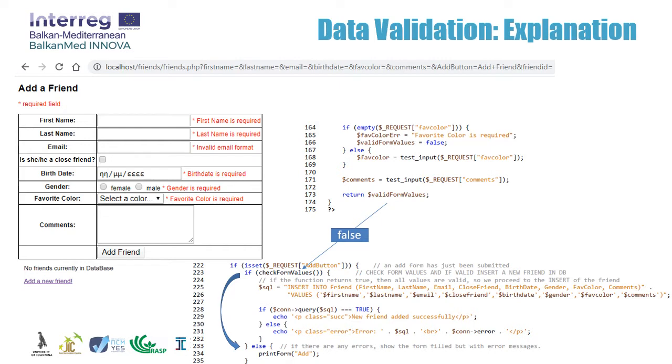However, in this case, the flag is false, so from line 223 we go to line 234, where the print form function is called, that shows the same form, filled with the values of user and with some error messages as well.